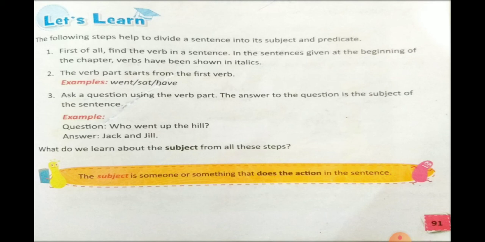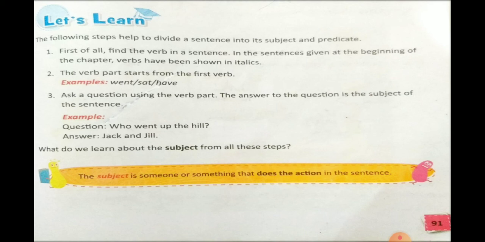Suppose we have the sentence, Jack and Jill went up the hill. So we will ask the question, who went up the hill? We will get the answer, Jack and Jill. So Jack and Jill will become the subject of my sentence.